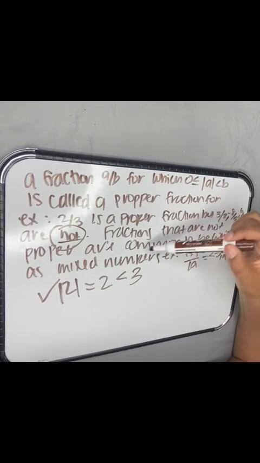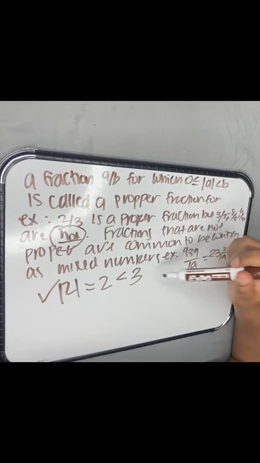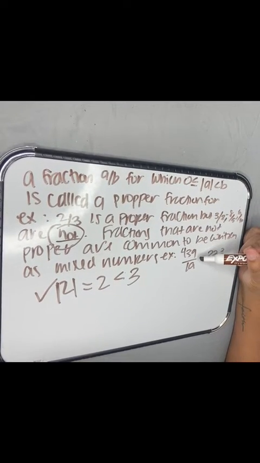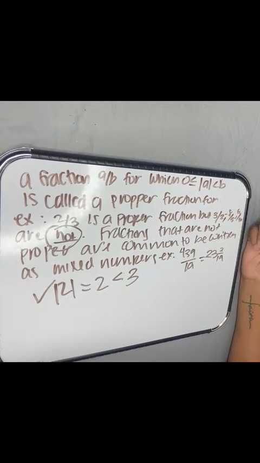Fractions that are not proper fractions are common to be written as mixed numbers. Example, you have 439 over 19. You do the math, and you get 23 and 2/19.